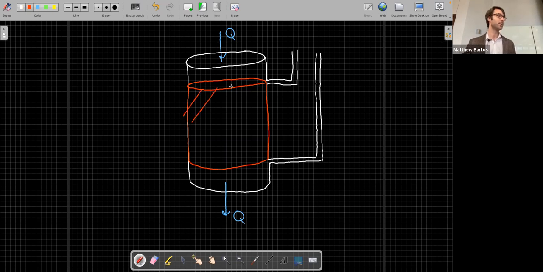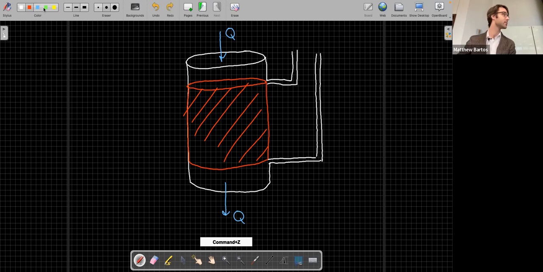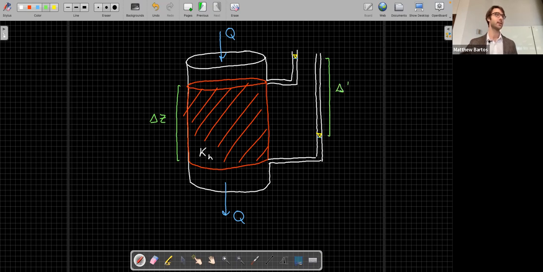We have our soil volume in here. And this has some hydraulic conductivity KH. Actually, let me label that inside here. So this KH, hydraulic conductivity. Our length of the soil volume we'll call delta Z. And we have some measured heads inside this manometer. This is the water surface. Okay. And our difference in head is going to be the difference between these two here. So this is delta H.